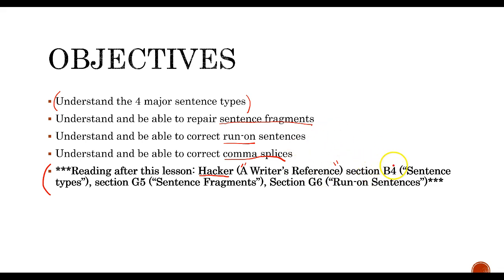The first one is section B4 in the hacker book, and that one covers sentence types. The second section is G5, and that covers sentence fragments. And the third section is G6, run-on sentences. I think it's a really nice companion set of readings to go along with this lesson. But let's jump into it.